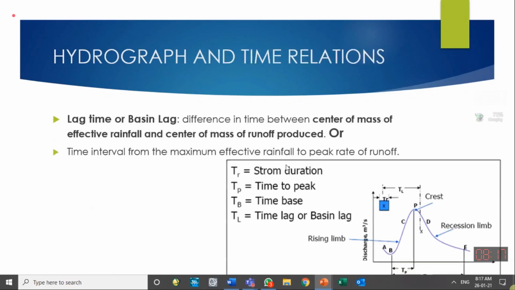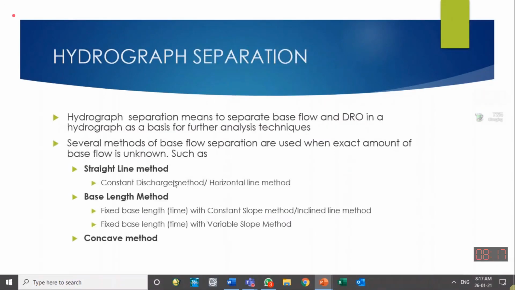So in this previous figure over here, it contains both things. This is simply a hydrograph. The lower part is the base flow, the upper part is the direct runoff. There are different methods, and you have been informed about this method in the lab part also. Just repetition: straight line method, base length method, and concave method. These are the three main methods.